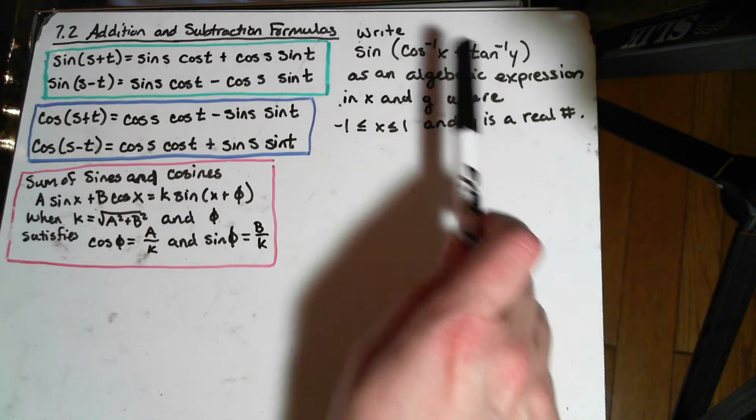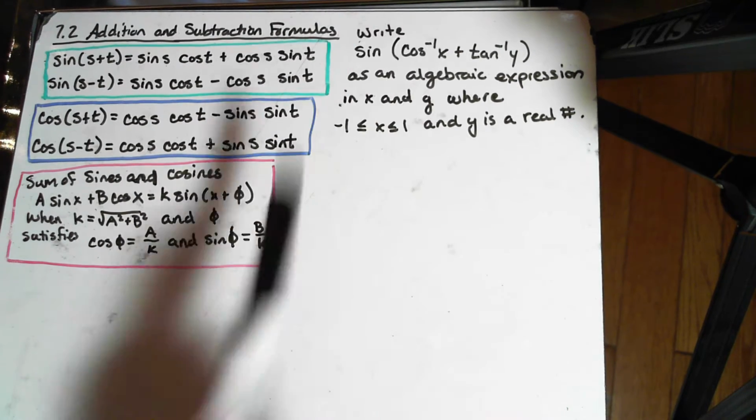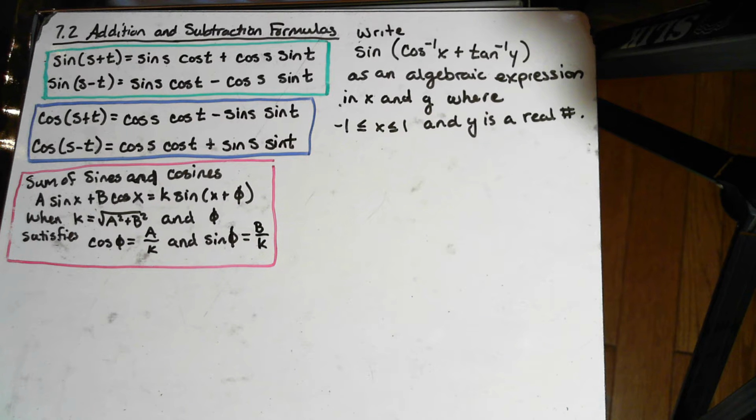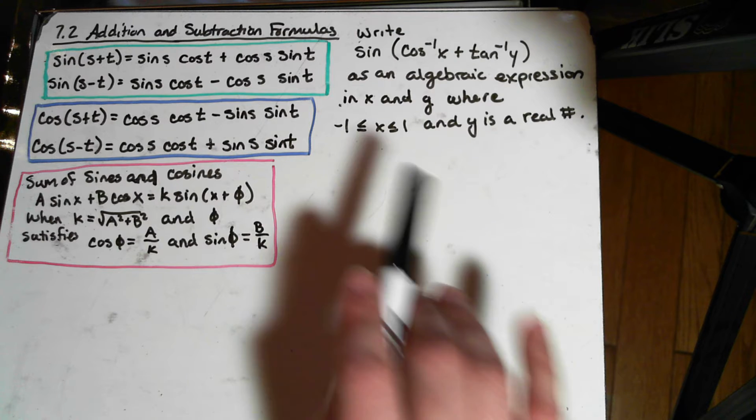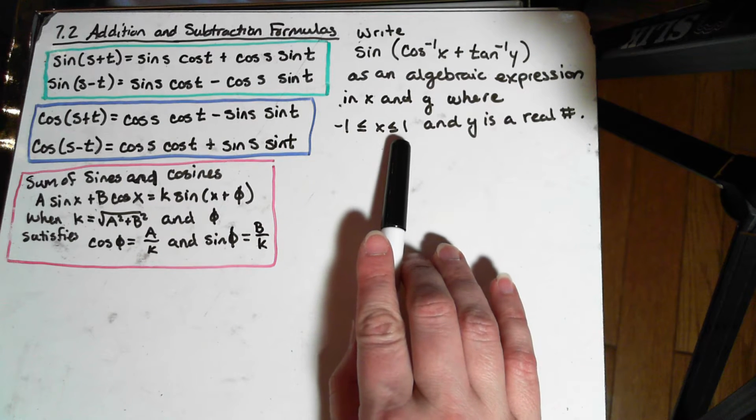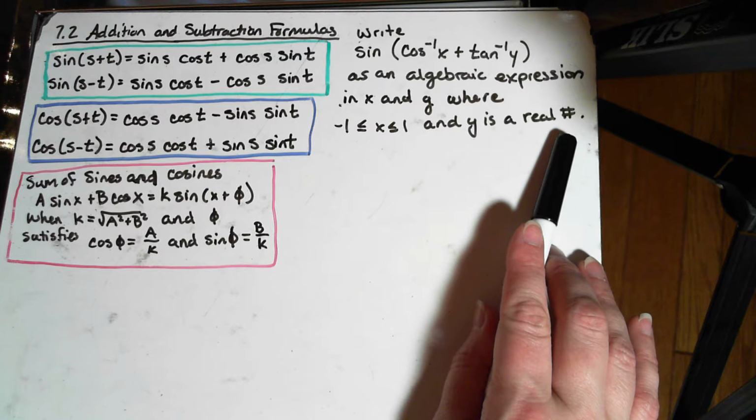Okay, and our first example says to write sine of inverse cosine x plus inverse tangent y as an algebraic expression in x and y, where -1 is less than or equal to x, which is less than or equal to 1, and y is any real number.